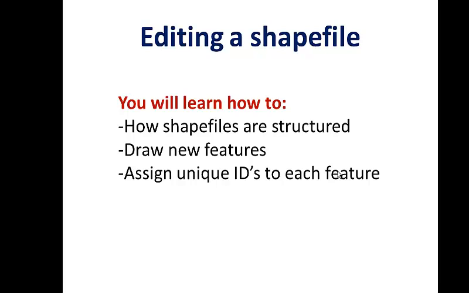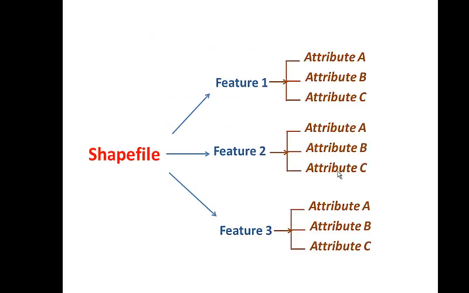So before we go to the software, let's learn a little bit about how shapefiles are structured. Any given shapefile can store as many features as you want. For example, each feature might be a lake. And for each feature, you can then store as many attributes of that feature as you like. Attributes are generally some data.